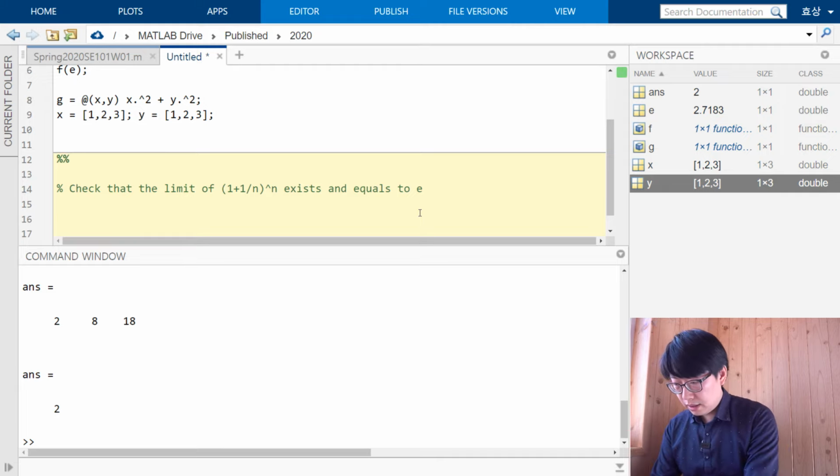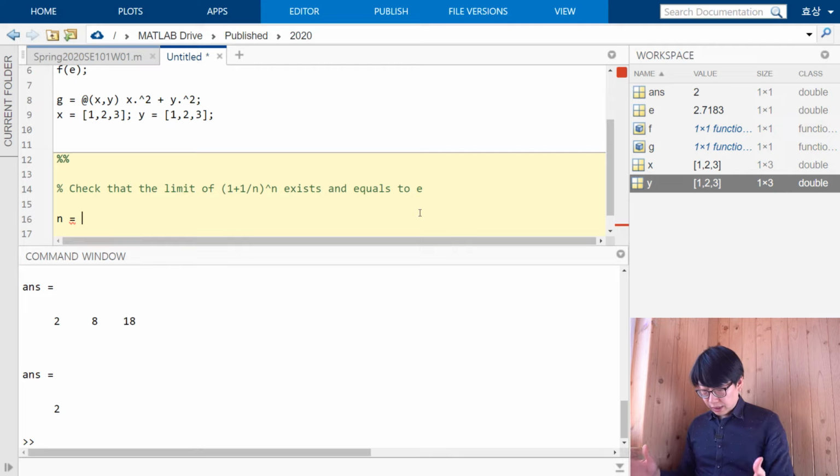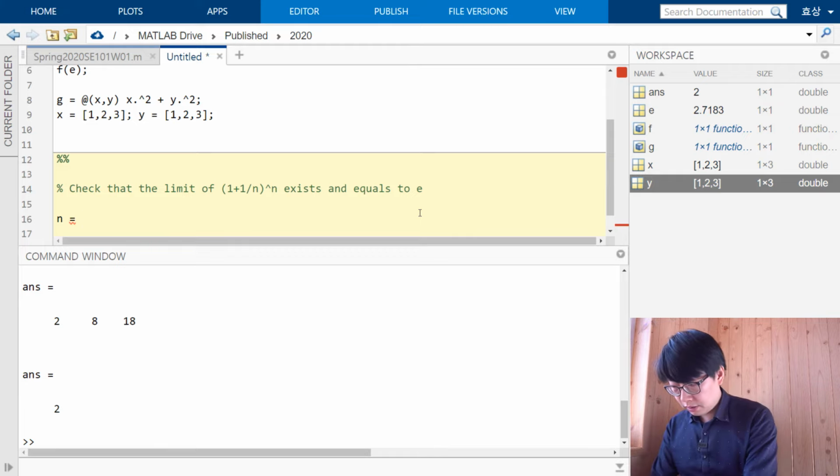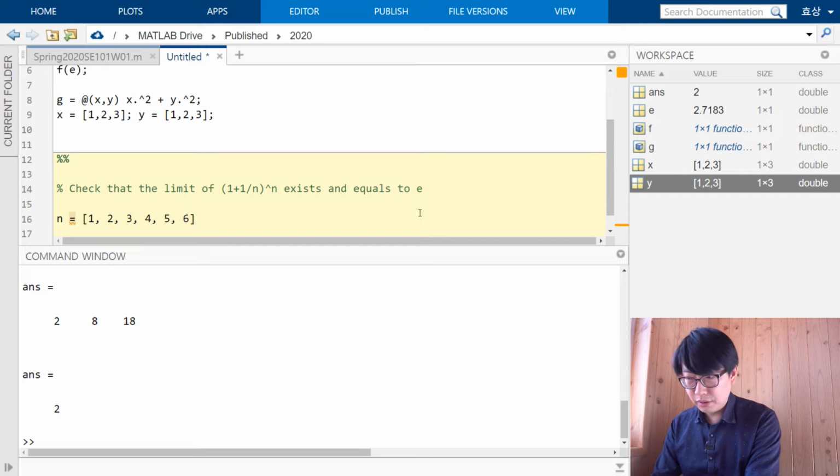So let's use a series of integers. I want to define a sequence of integers from 1 to 100. I think that's enough for checking that the limit exists. So how do we create integers from 1, 2, 3, 4 up to 100? The worst method is just defining it this way, putting 100 numbers here. You're not expected to do this.